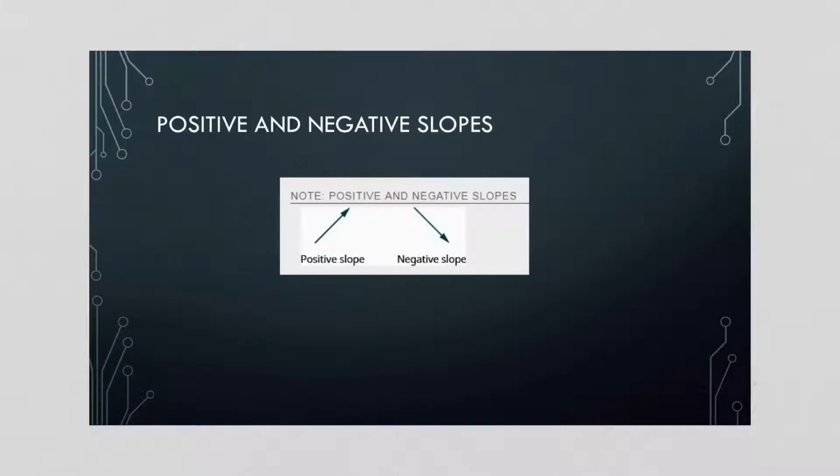Okay, so this page is just letting you know we read our lines from left to right, from the left side to the right side, and if the line is going upwards, you have a positive slope. So from the left side to the right side, if you see that the line is going downwards, you have a negative slope.